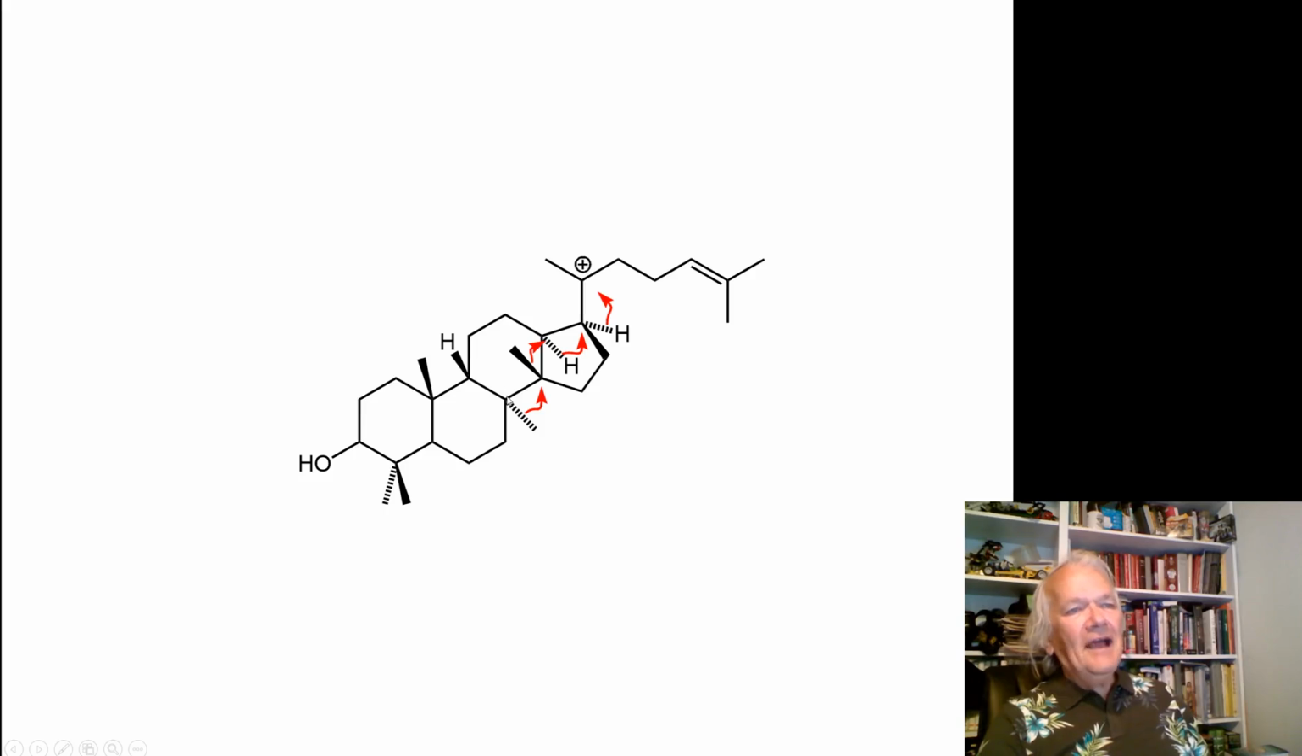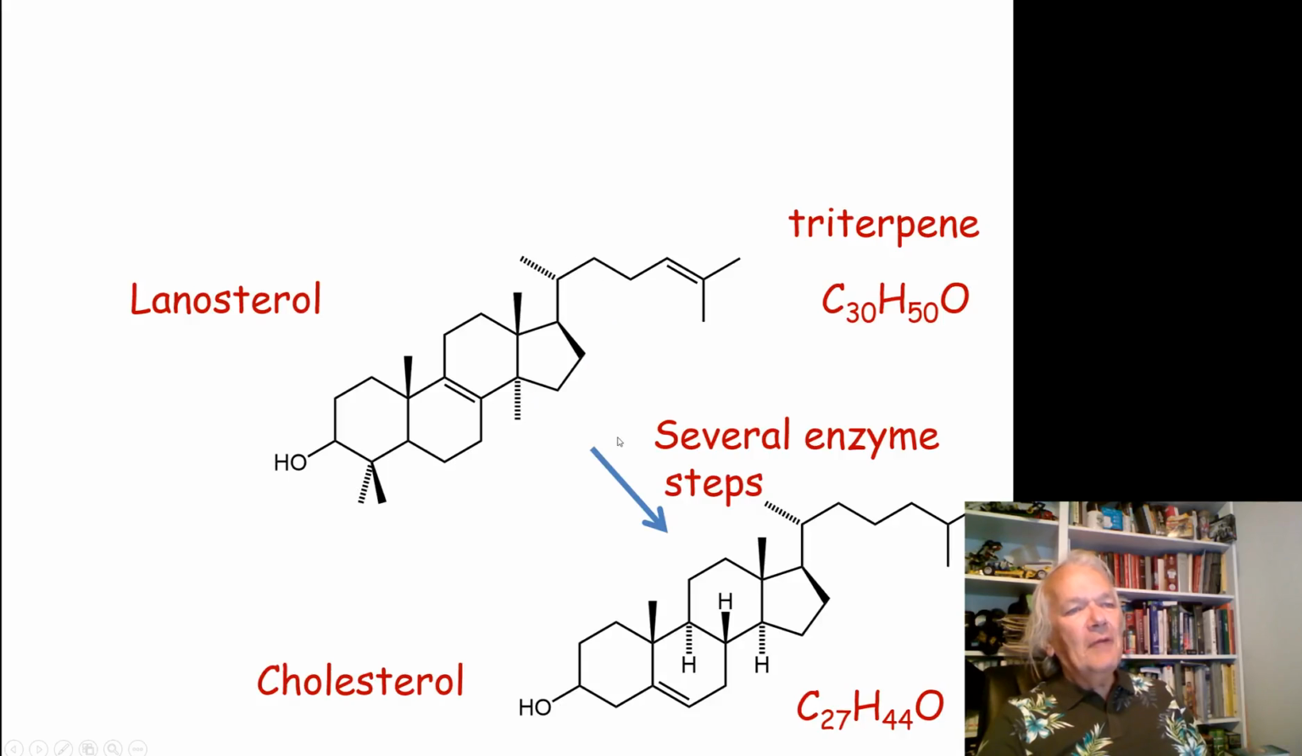What happens now? You might think we're on a roll. We're going to do a hydride shift? Well, no, it doesn't do a hydride shift. What happens instead is the base comes over, plucks off that proton, forms a double bond, and we go to lanosterol. So after all that work, we've made this guy here.